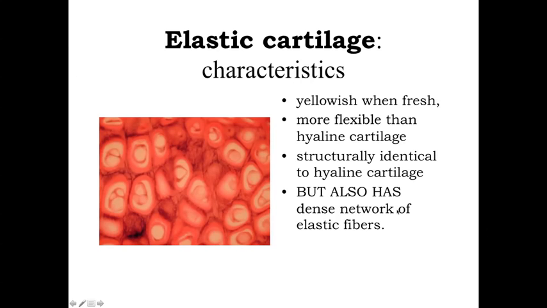Elastic cartilage, again, if we take a look at it in a fresh specimen, is going to look yellowish when it's essentially just dissected from the body. Because of the presence of these elastic fibers, it's going to be much more flexible than hyaline cartilage, but structurally, it's going to be essentially the same as hyaline cartilage with the addition of that dense network of elastic fibers. And that network of elastic fibers is going to give it that flexible characteristic. Again, we've got little rubber bands in here, in essence, providing us with some structural support within this tissue.